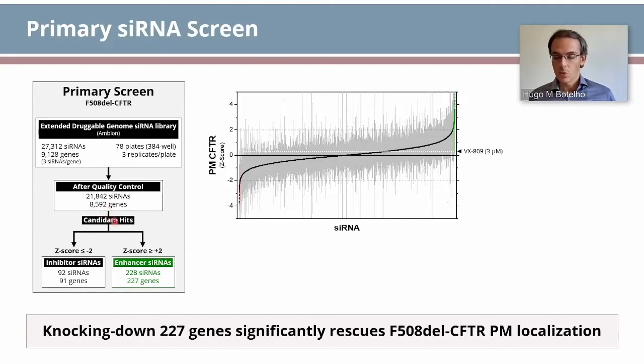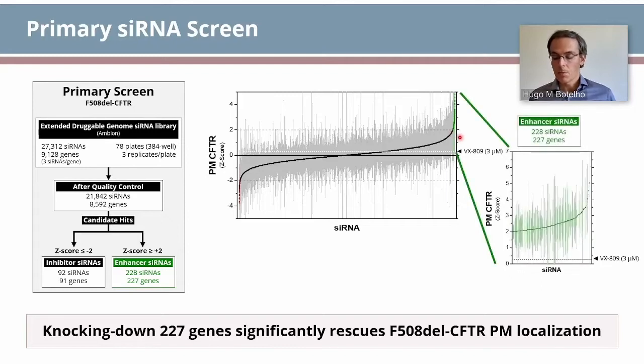We defined the Z-score of 2 as our hit threshold. This resulted in the identification of 228 siRNAs targeting 227 genes as significantly enhancing FA-Del CFTR traffic. The potential relevance of enhancer hits can be better appreciated when comparing the plasma membrane quantification with that produced by incubating control cells with VX809 at the 3 micromolar concentration and observing the high plasma membrane score, as one can see in this inset plot here.